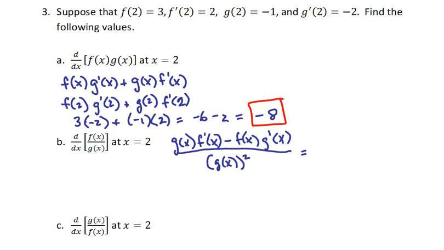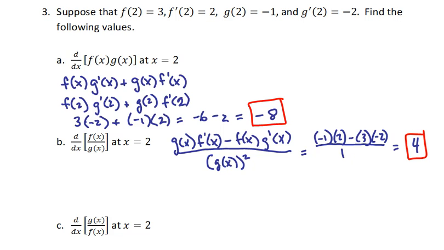g of 2 is negative 1. f prime of 2 is 2. f of 2 is 3. g prime of 2 is negative 2. And g of 2 is negative 1 quantity squared, which is positive 1. And we end up with 4.